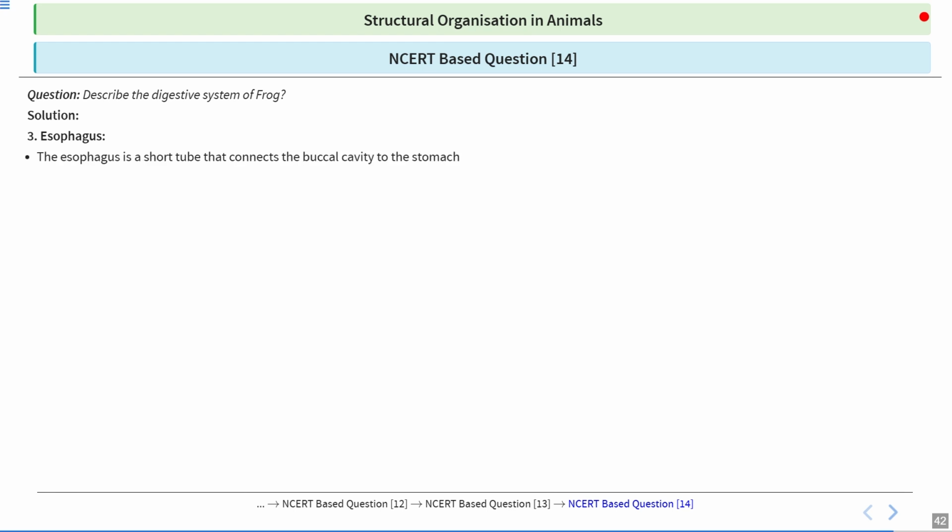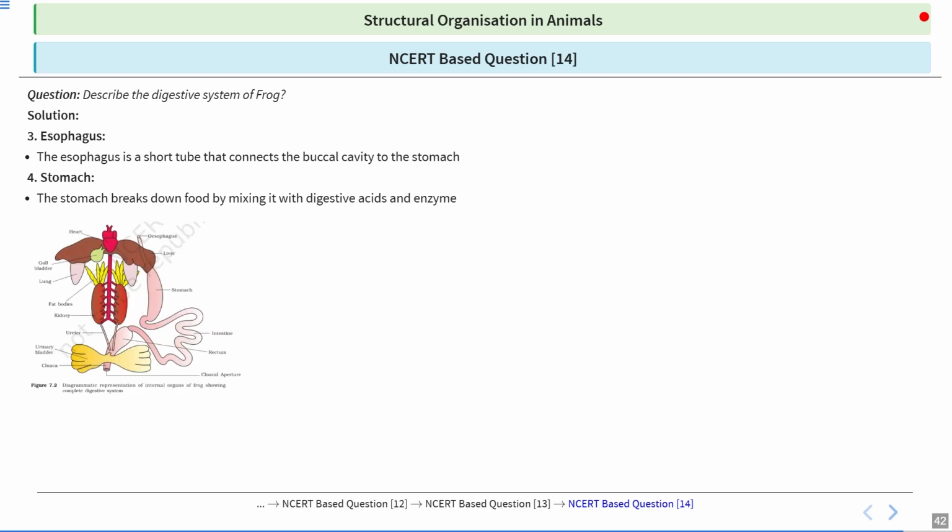Esophagus. The esophagus is the short tube that connects the buccal cavity to the stomach part. And what happens in the stomach? The first time the digestion starts here because the stomach breaks down the food by mixing it with the digestive acid. Okay, gastric juice is there that has the HCl, mucus, and pepsin enzyme. The enzyme here is the pepsin. So a sort of protein digestion takes place in the stomach.